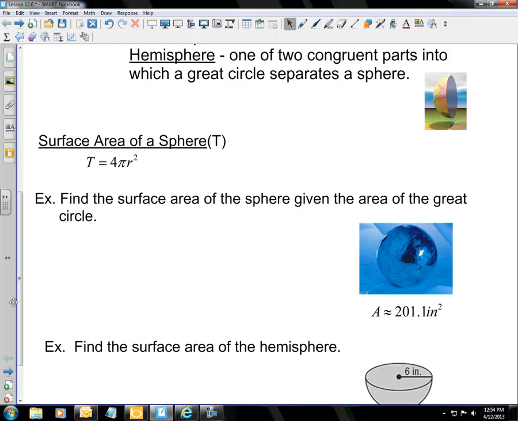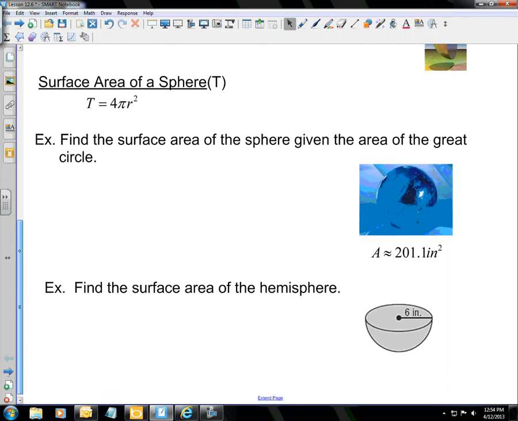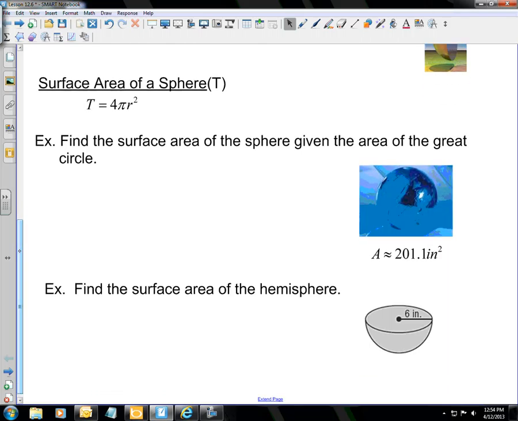Now look at this next one. On this next one, it asks us to find the surface area of the sphere given the area of the great circle. Now, I'm kind of partial to this little sphere. I like puzzles, and this is a glass sphere that's created by puzzle pieces. I thought it was kind of neat. I know it's kind of hard to see, but anyway. What I've done is I've given you the area of the great circle of this sphere.